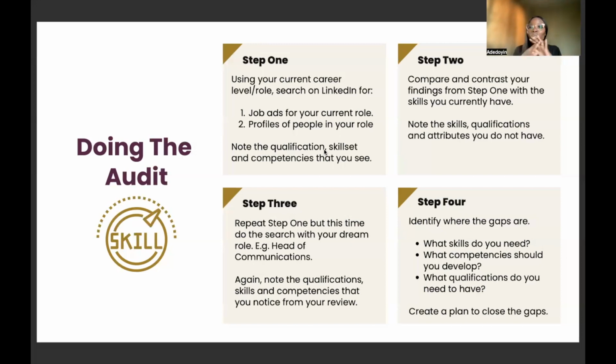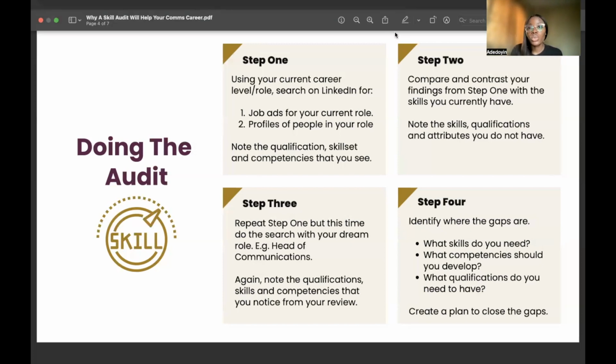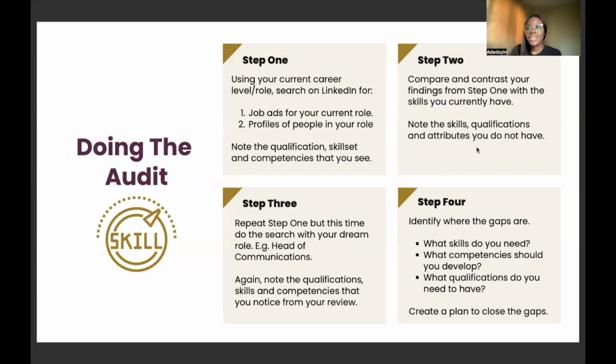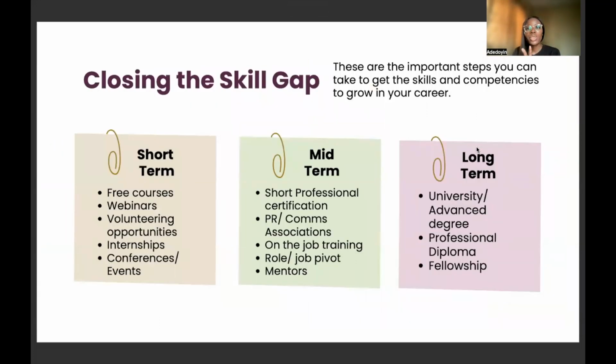So again, when you do the audit and you write it down, you're able to know which one is which for you. And then the last thing that you will do is to create a plan to close the gap. So my plan was, okay, get your master's degree, then join a professional association. For some of you, it might require doing other things, and that is what this slide is all about.